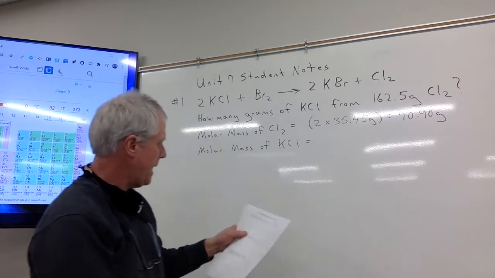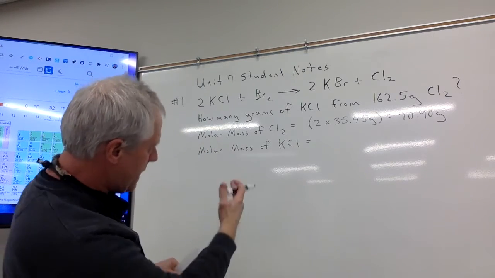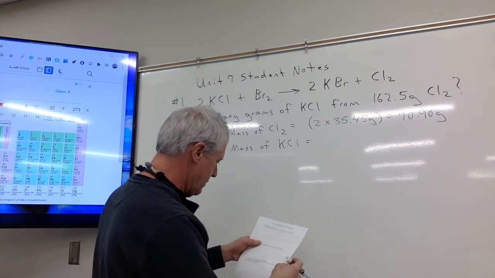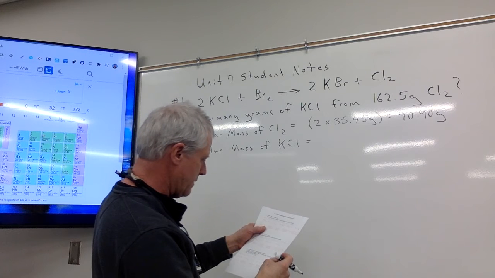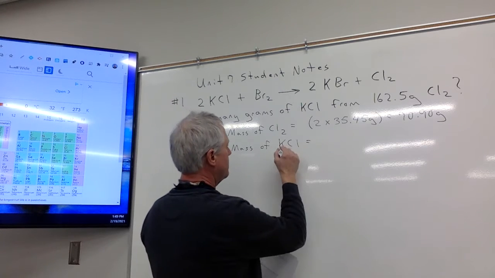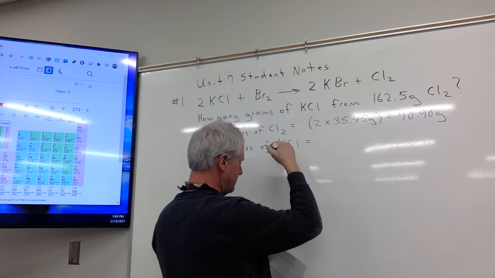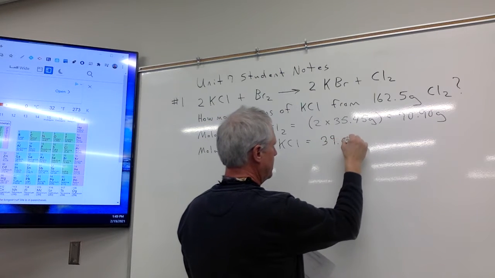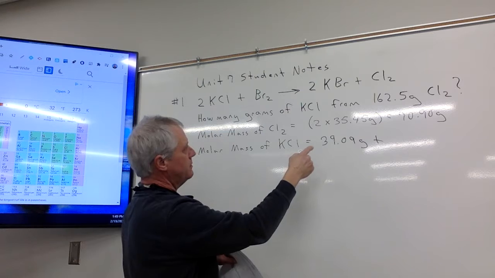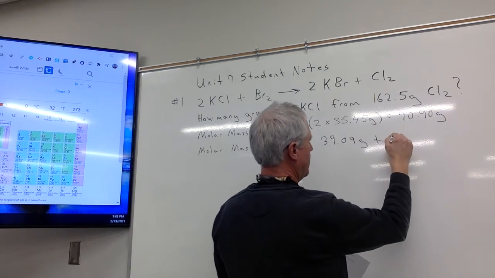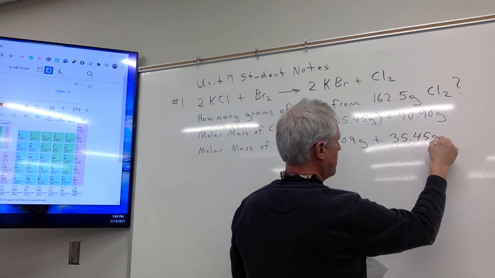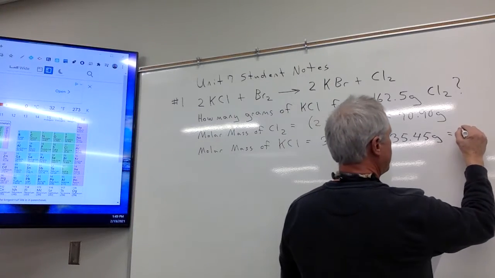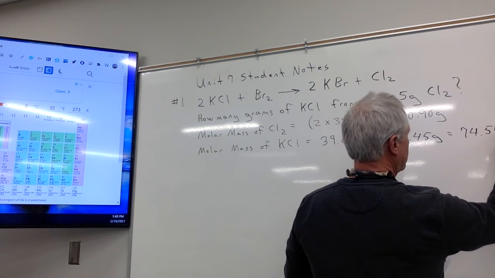Now, potassium chloride involves 2 elements, potassium and chlorine. When you look up potassium on the periodic table, the atomic mass turns out to be 39.09. I always start with the first one, the cation. So 39.09 plus whatever chlorine is, and we've already said chlorine was 35.45, its atomic mass found on the periodic table. Add those two together, and that gives us 74.54 grams.